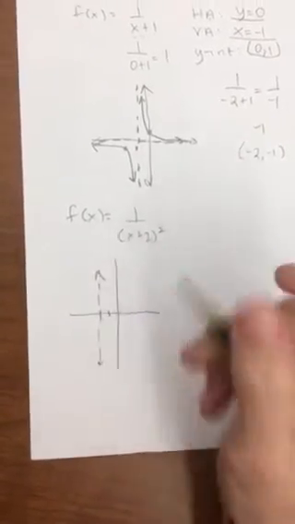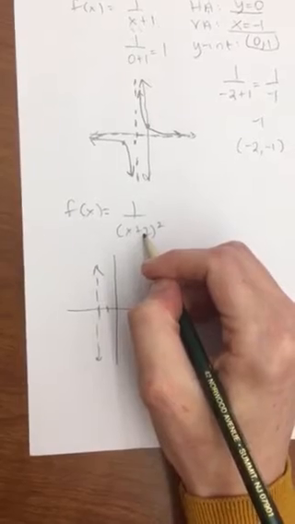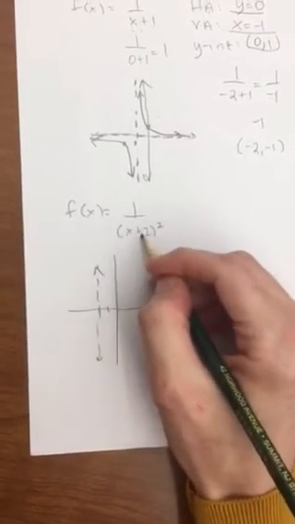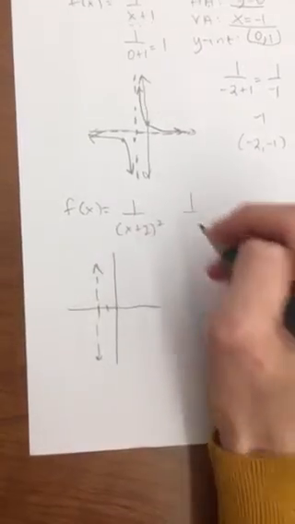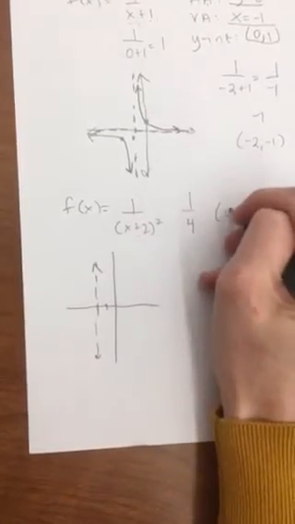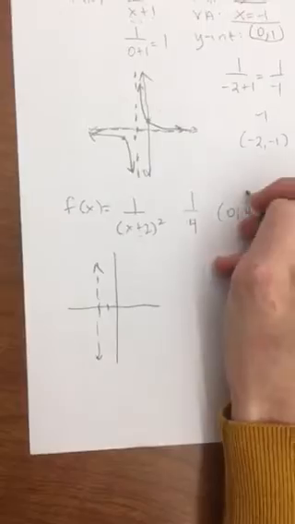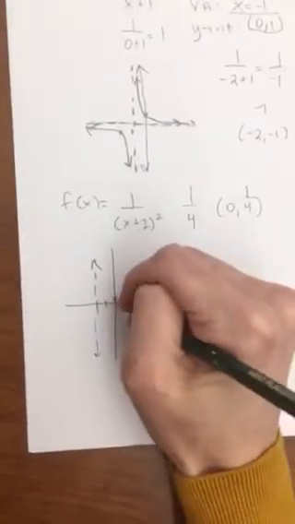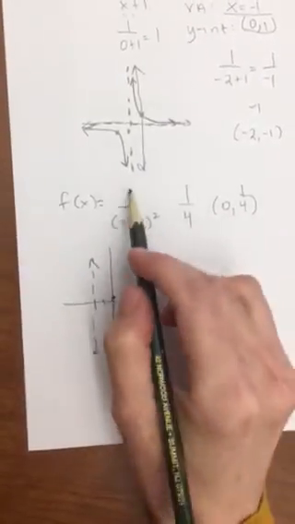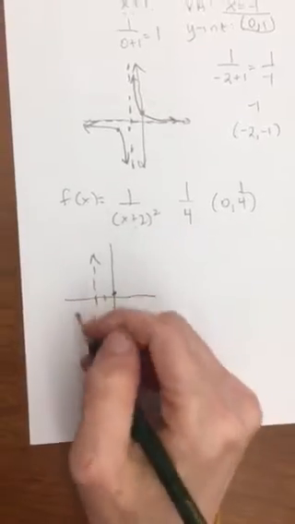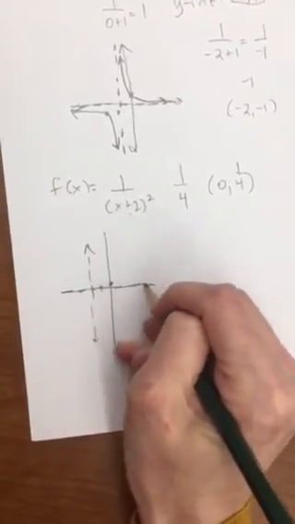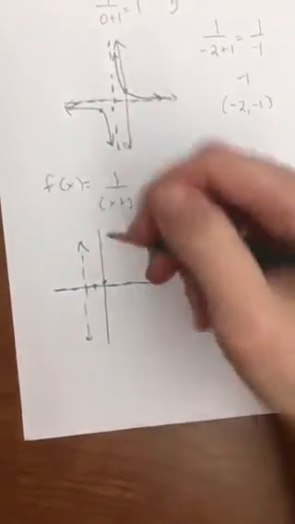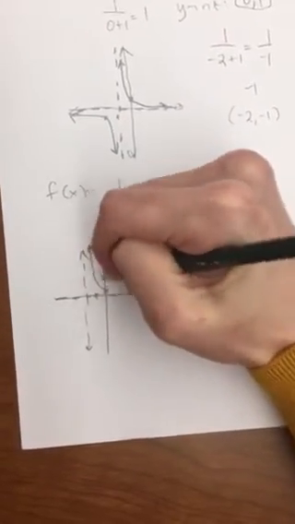If I put in a value of 0 to find my y-intercept, I get 1 over (0 plus 2) squared, or a quarter. So I have a pretty tiny y-intercept. It's going to trend towards 0, right? Because the function is becoming a smaller and smaller fraction. So I have a curve here.